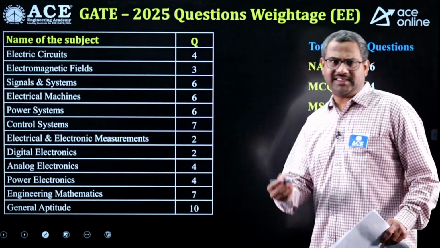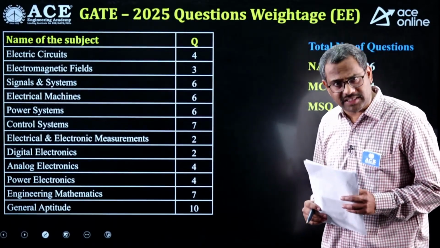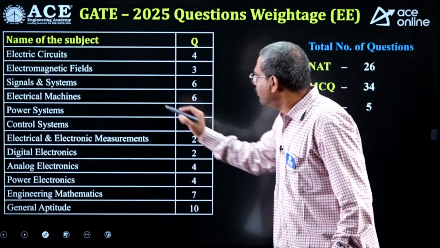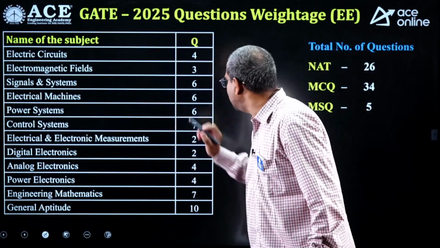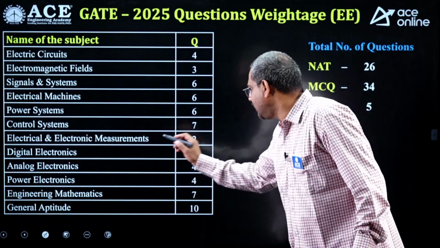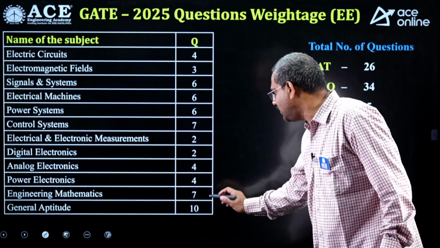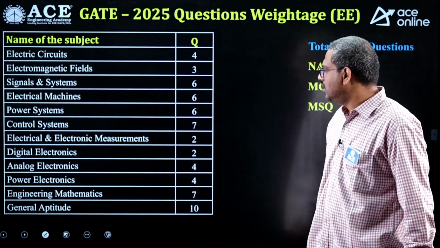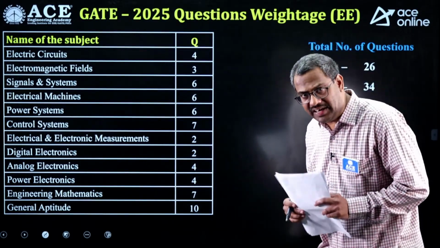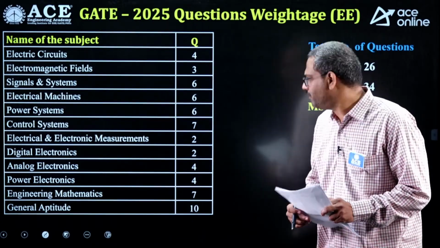Now, as per the latest data, just 20 minutes back, these are the division of number of questions for each subject. Electric circuits 4 came, they are saying 5 also, electromagnetic fields 3, signals 6, machines 6, power systems 6, control systems 7, electrical electronic measurements 2, digital electronics 2, analog electronics, power electronics 4, mathematics 7, and aptitude 10. So I think it is still evenly divided, but maybe 1 or 2 bits here and there, we are still waiting for the accurate feedback.